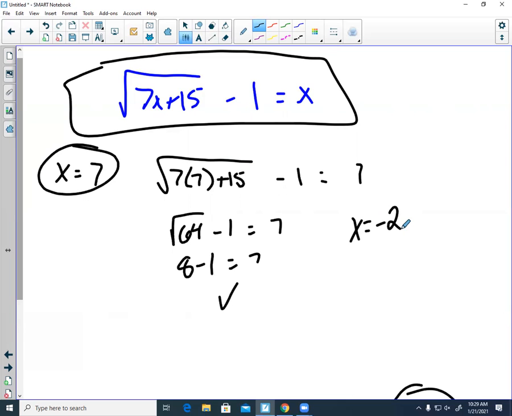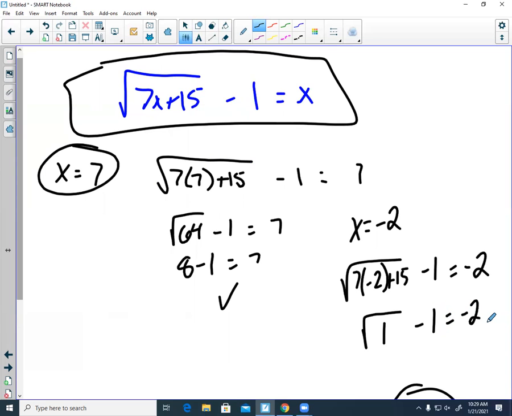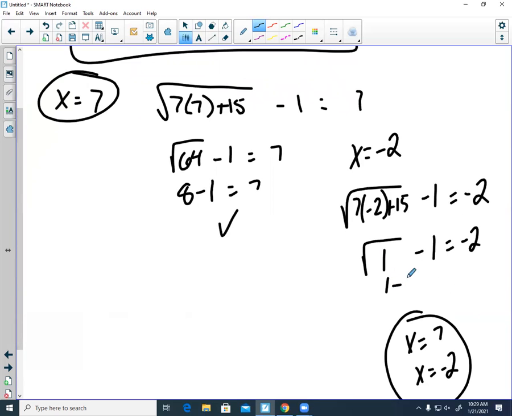So we have the square root of 7 times -2 plus 15, minus 1 equals -2. So now I'm going to end up getting the square root of 7 times -2 is -14, plus 15 is 1, minus 1 equals -2. So then when I continue solving, I get the square root of 1 is 1, 1 minus 1 equals -2, 1 minus 1 is 0. 0 is not the same thing as -2. This one does not work. So -2 does not work in my solution.